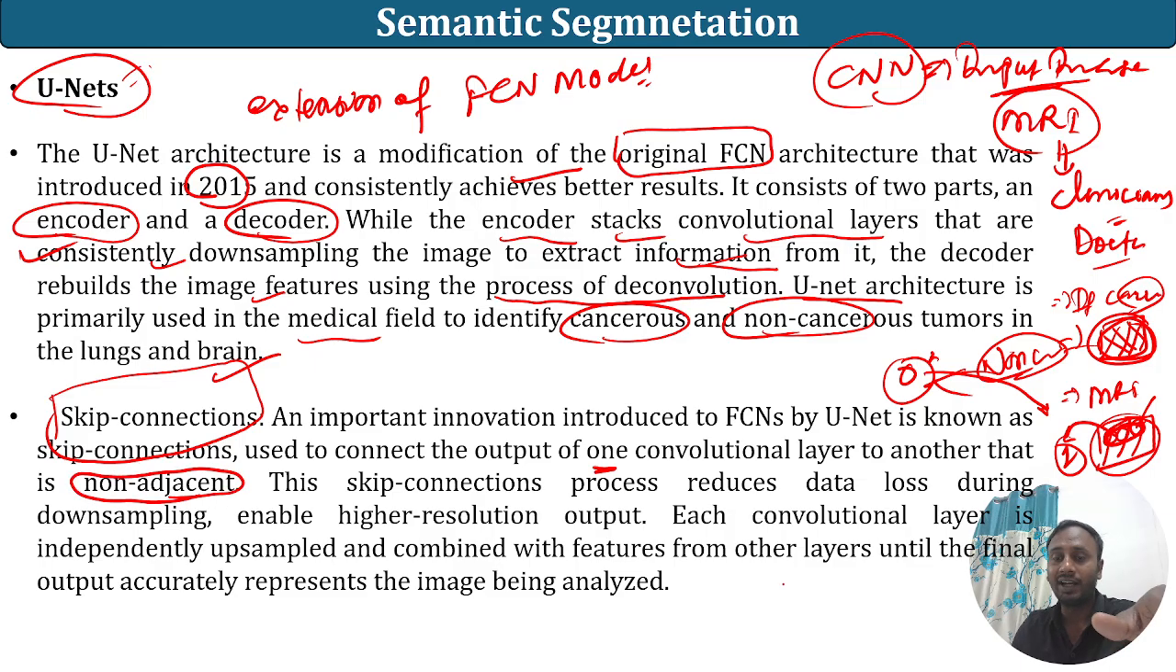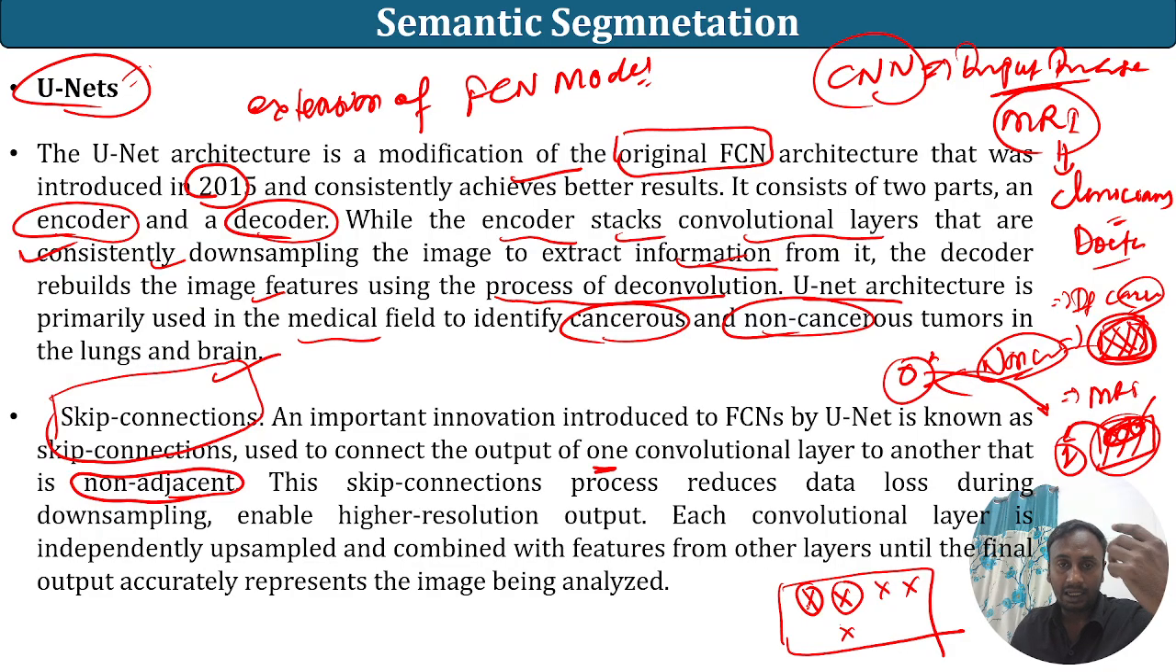You see, we have one image. We got one piece of information from here, second we have, third here, fourth we have, fifth we have. Whatever output came from one region, we're not going to connect it with the adjacent layer. Instead, they're going to connect it with the fourth one or the fifth one. That's called skip connection. This region and this region might have similar properties.